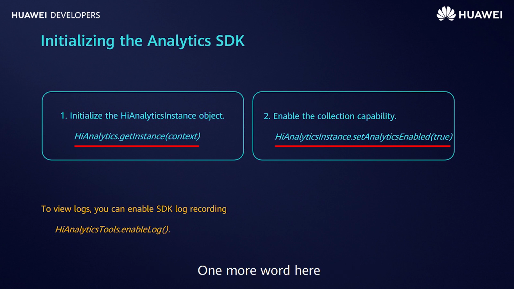One more word here. In order to see the status of analysis service in development and test stage, we can turn log on. Then we can see analysis service information in real time. The way to open logs is to call HiAnalyticsTools, which means the enableLog method of utility class.